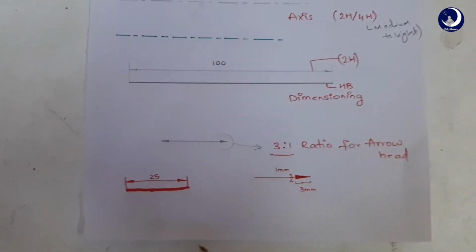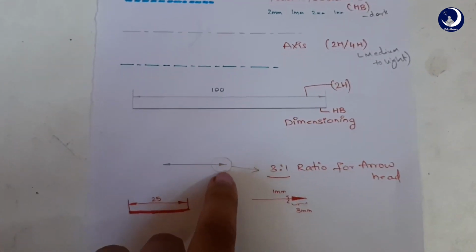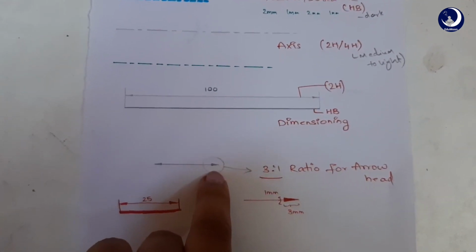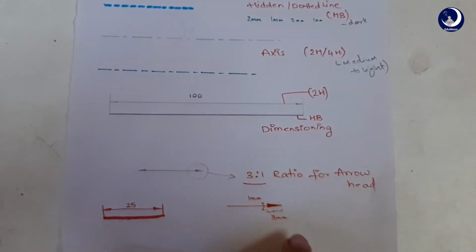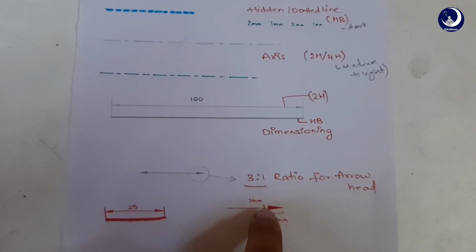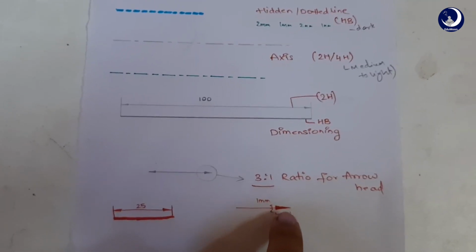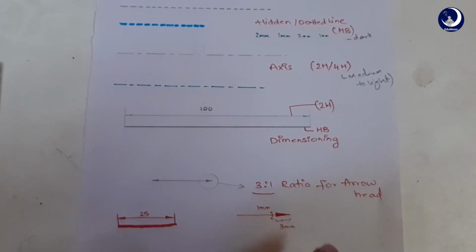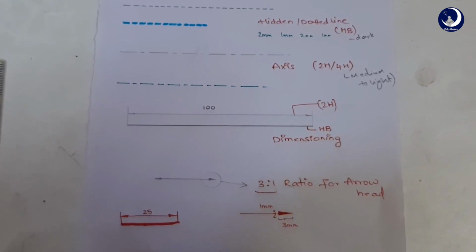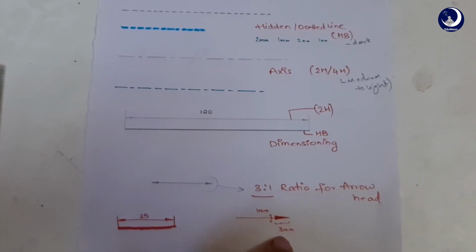Coming to the arrowheads, that is the arrowheads that are used in dimensioning on the dimension lines. These arrowheads have a certain standard, that is, they have to be in the ratio of 3:1. That is, the length of the arrowhead to the width of the arrowhead should be in the ratio 3:1. That is, it can be 3 mm length, 1 mm width, or it can be also 6:2, but 6:2 arrowheads generally become very big, so we use 3:1.